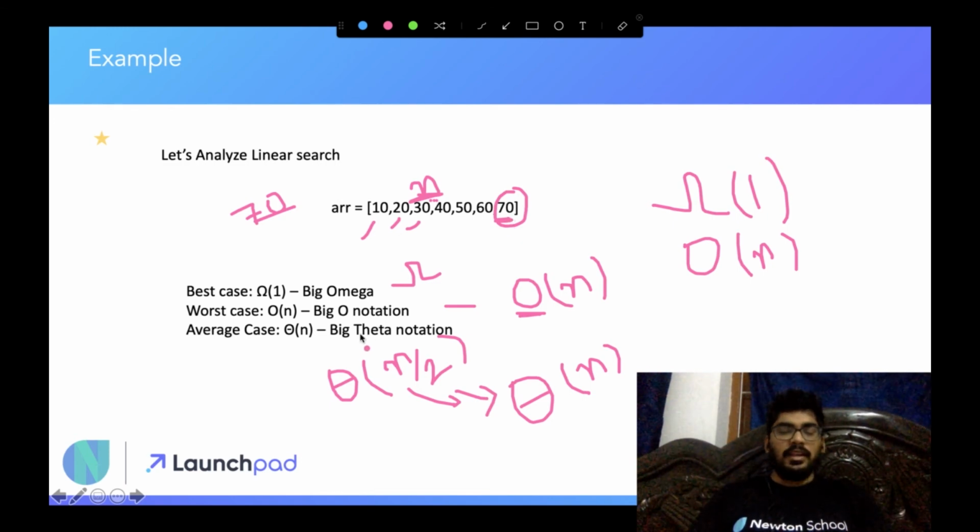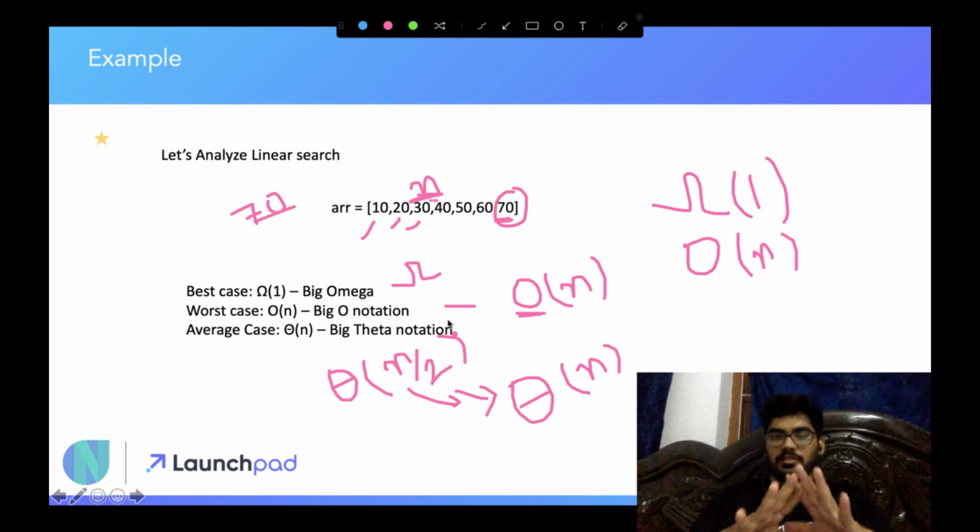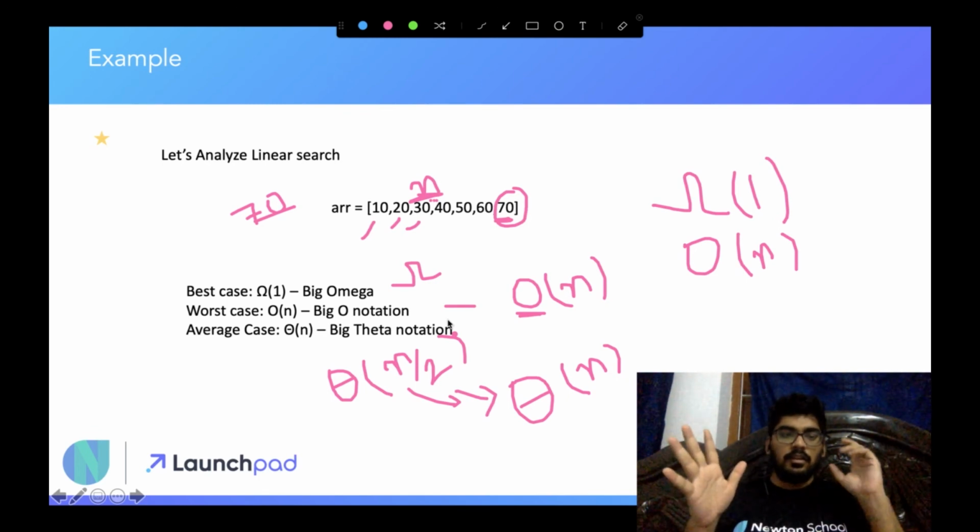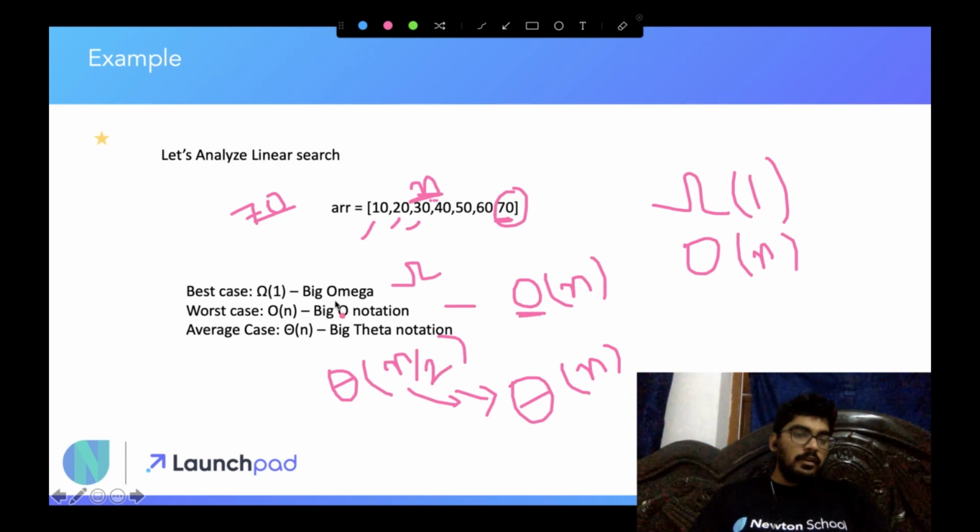And average case, you are clear, right? If both are equal, then we'll work over the average case. So that's all. It's not a difficult topic. You just have to analyze your loop: how your loop is behaving, how much time your loop is running. We'll go through several examples, but that's the difference. Big omega for the best case, O notation for the worst case, and theta notation for the average case.